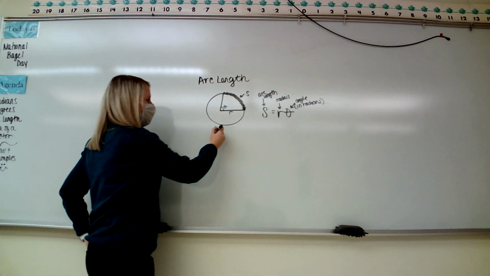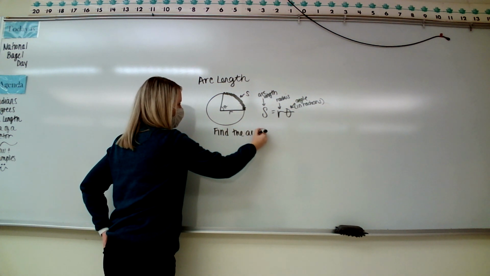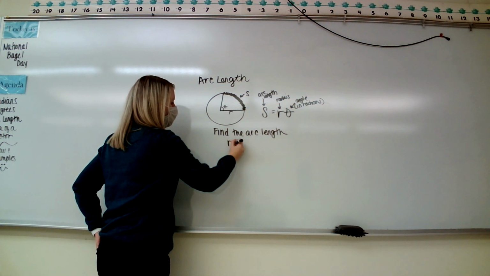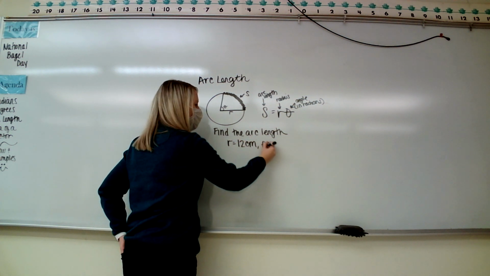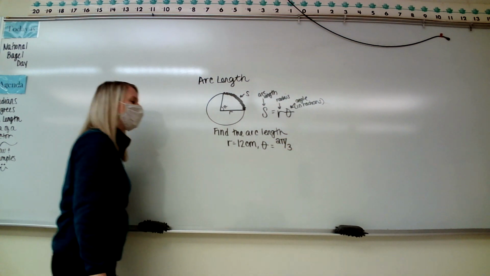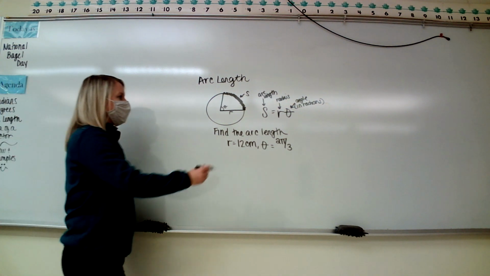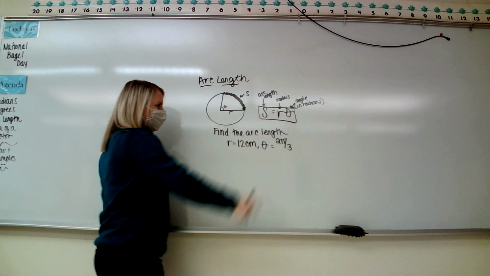So if I said find the arc length, if R equals 12 centimeters and theta equals 2 pi over 3. So that is in radians, right? Because there's no degree symbol. What is the arc length? You just throw it into the formula. So once again, it's just more about organizing yourself and knowing what formula to use. When you see arc length, you're going to use that.